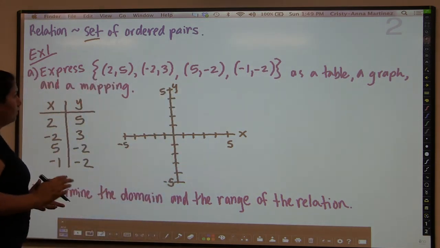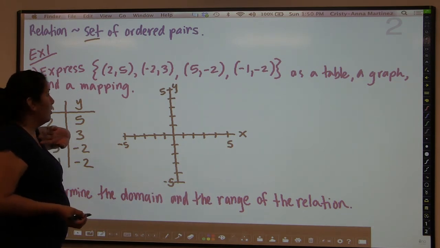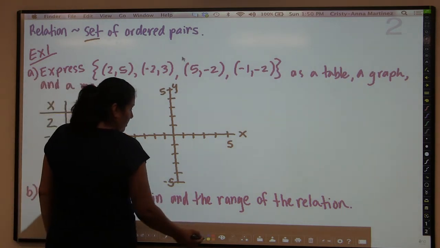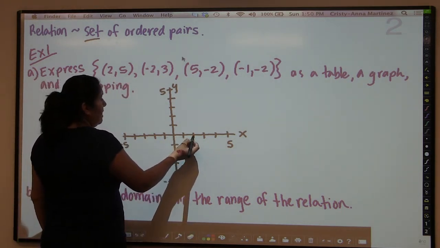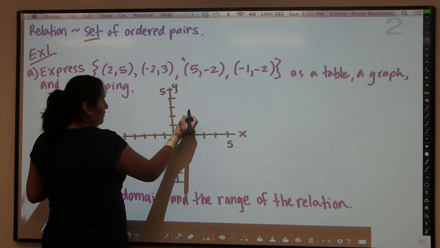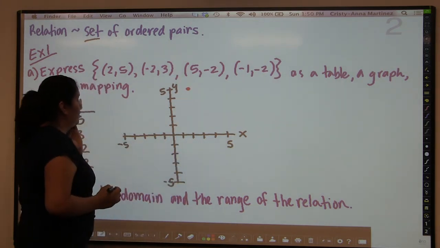Okay, so there's my coordinate plane, and what I'm going to do is basically locate all of these 4 points. So 2, 5 is going to tell me to start at the origin and go 2 units to the right because it's a positive 2. I'm also going to go up 5 units because it's a positive 5. So 1, 2, 3, 4, 5. I place my point, and there is 2, 5.